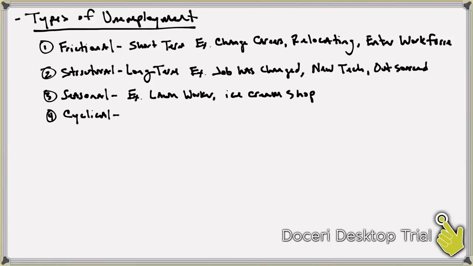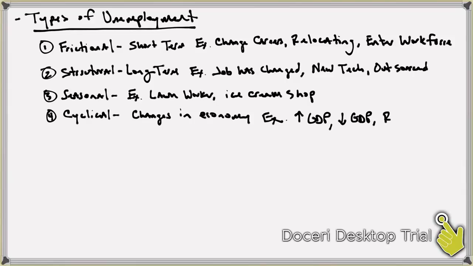And then the last type of unemployment is what we call cyclical unemployment. And this is the type of unemployment that changes as the economy changes or fluctuates. So we'll say this happens because of changes in the economy, and an example would be an increase in GDP typically means that we're making more stuff, and so more jobs are going to be available, so the cyclical unemployment would go down. Or it could be a decrease in GDP, or sometimes we talk about recessions.